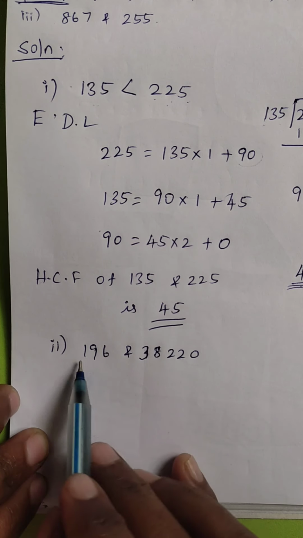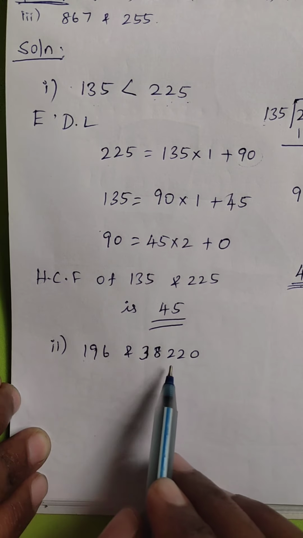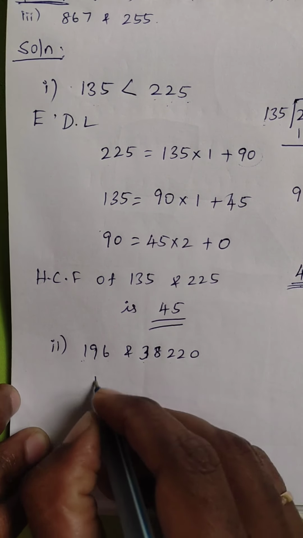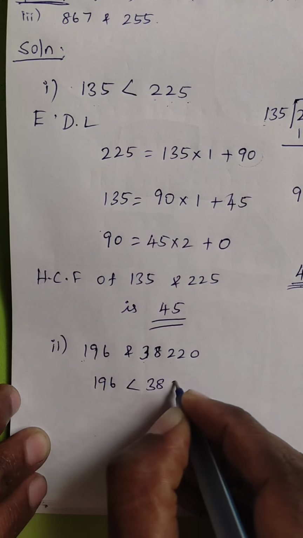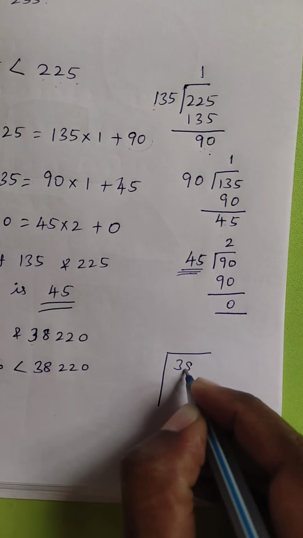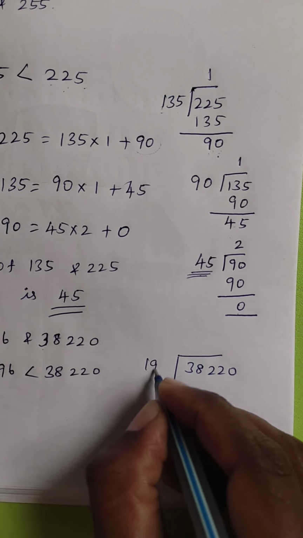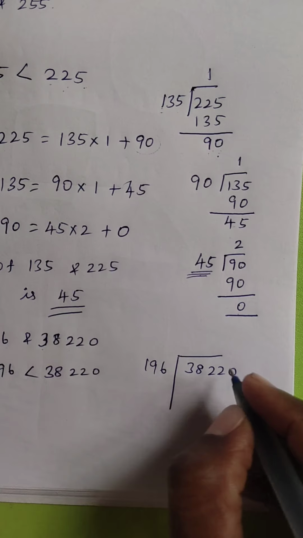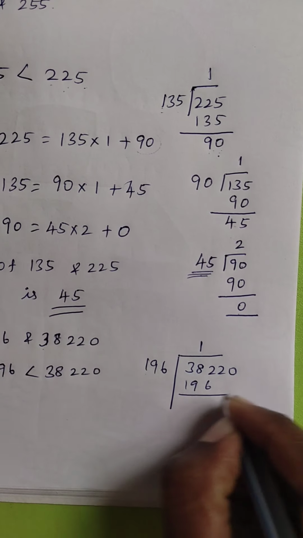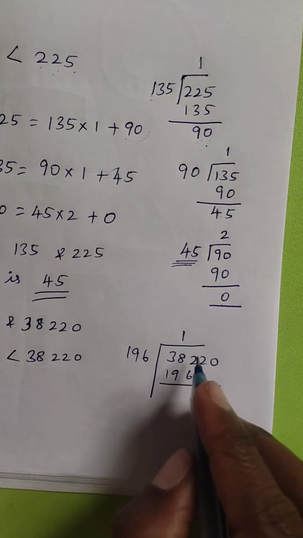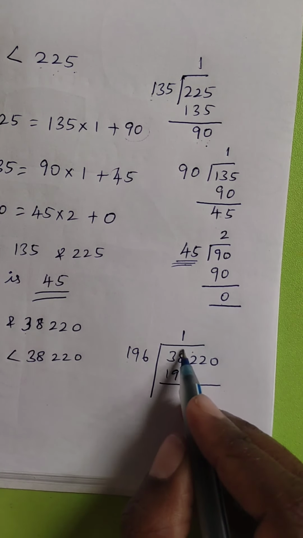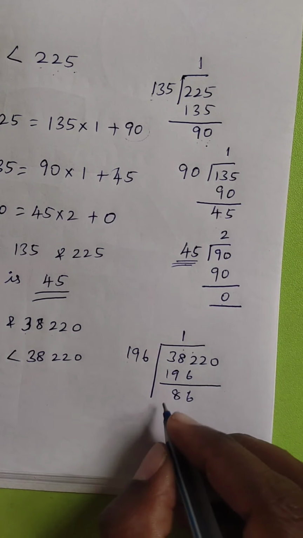The next pair of integers is 196 and 38,220. Here 38220 is the greater number, 196 is less than 38220. Now using the division process, 38220 is the dividend and 196 is the divisor. 1 into 196 is 196. Now the remainder will be 6 and 8, we get 1 2 0.